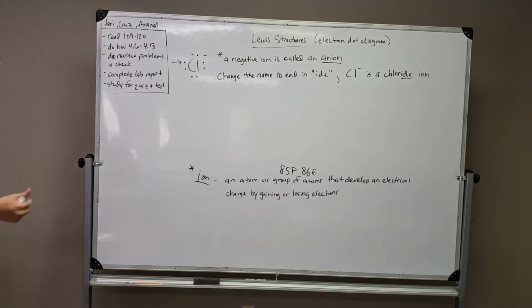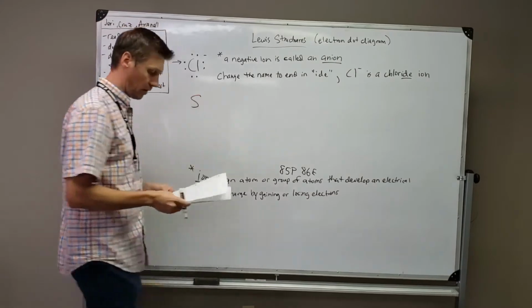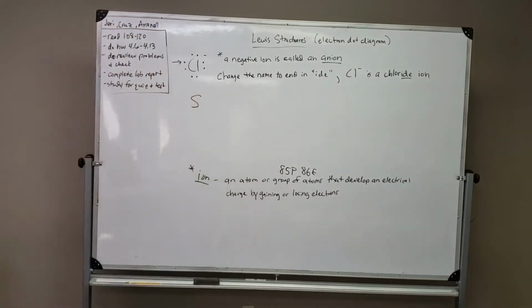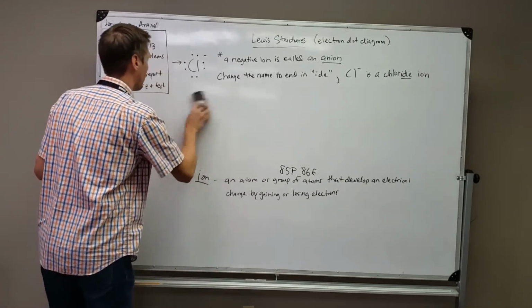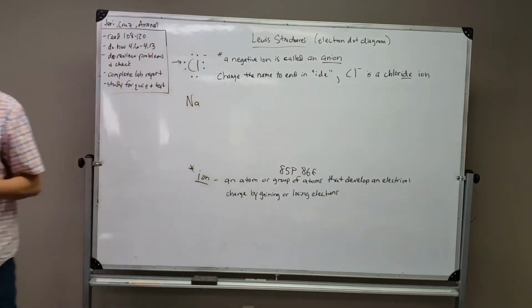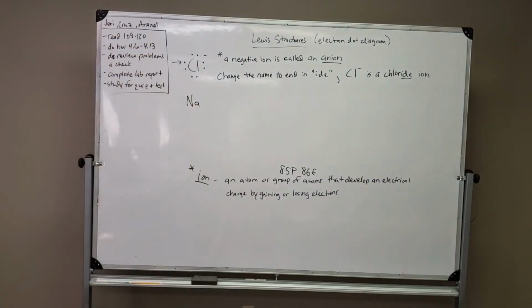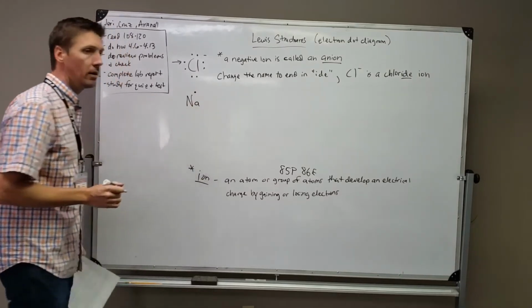Now, of course, you can have positive ions as well. And so let's look at, for example, sulfur. Sulfur is in column number... Oh, wait a minute. No, I don't want to look at sulfur. I want to look at sodium. I don't know why I said sulfur. If I look at sodium, sodium is in column what? 1. Sodium's in column 1, right? So it has a single valence electron.